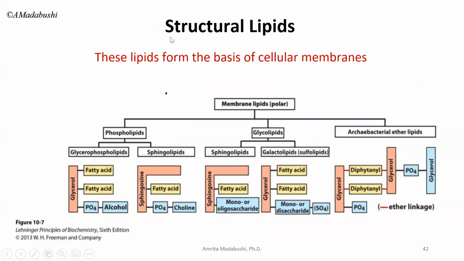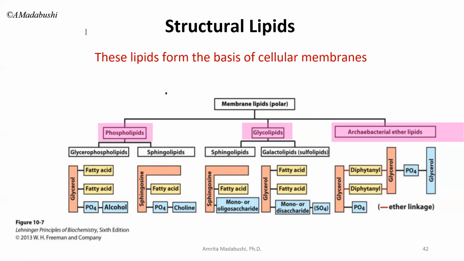We are just going to start with looking at the classes. The major classes are phospholipids, glycolipids, and then the archaebacterial ether lipids. We are not going to be focusing on this one; we're just talking about these two. This is not at all complex. Let's just first start by talking about these terms.